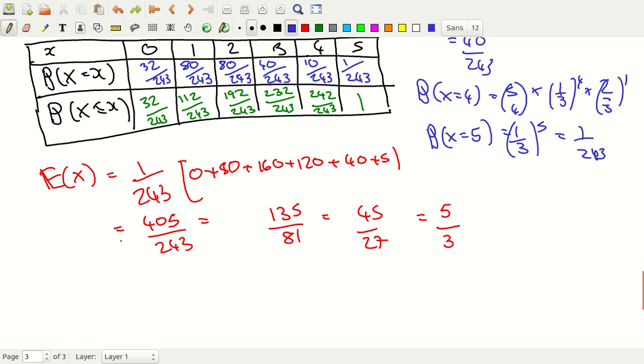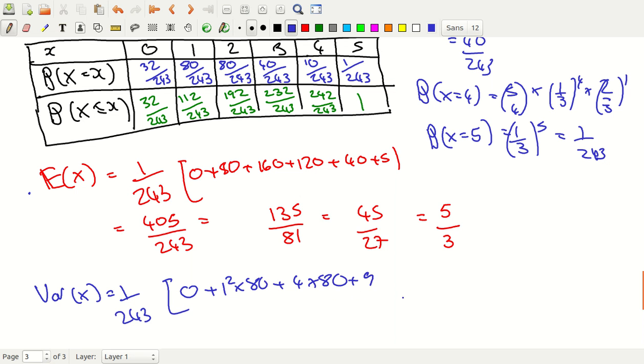Okay? And finally onto the variance, in blue again. So here I need to square the values and multiply them by their probabilities. Again, I will take some shortcuts here. I'll take out a common factor of 1 over 243. 0 squared times 32 is still 0. 1 squared times 80 is still 80. I'll write it as 1 squared times 80. Plus 4 times 80. Plus 9 times 40. Plus 16 times 10. Plus 25 times 1. And then I mustn't forget to subtract off 5/3 all squared.